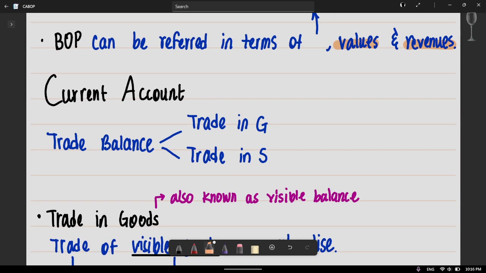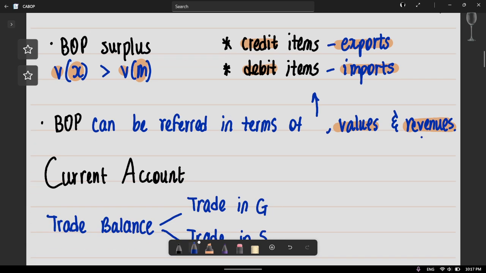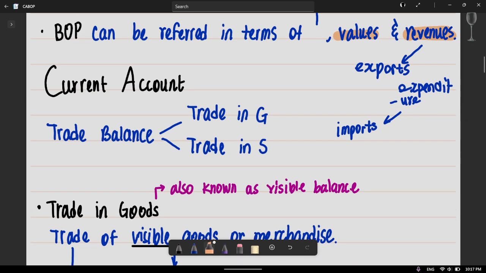Now, that was about balance of payments. When I talked about revenue, when you're talking about balance of payment in terms of revenue, it's revenue of the exports and expenditure of the imports. I think I forgot to mention that. So let me write it here. When you're talking about revenue, that's in terms of exports, and expenditure, which is in terms of imports. Please remember that. Now we are done with balance of payment.